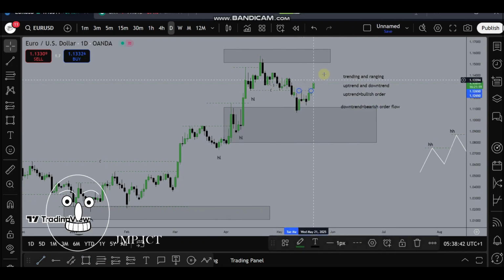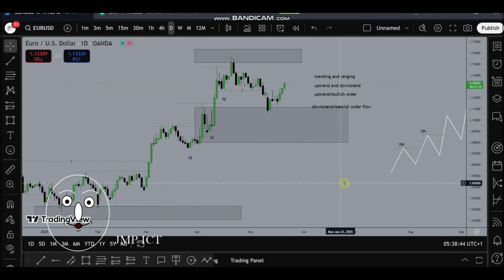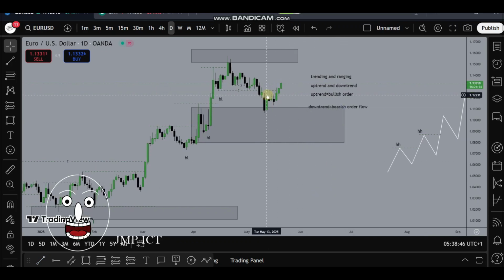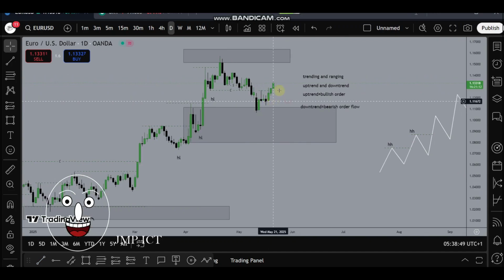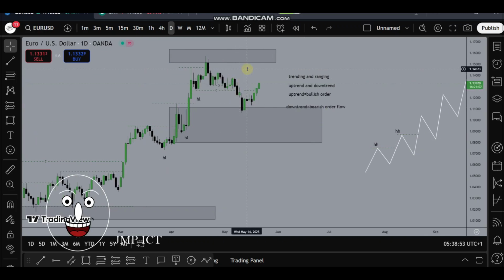Some of you may be asking, what is he saying? Which one is shift of market structure? Or which one is change of character? Which one is shift in order flow? Just understand order flow for now. We are still going to discuss the difference between shift of market structure and change of character. Change of character is also called shift in order flow. Then you have shift of market structure. Then you have shift in order flow.